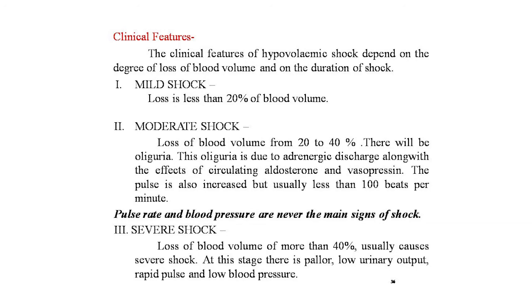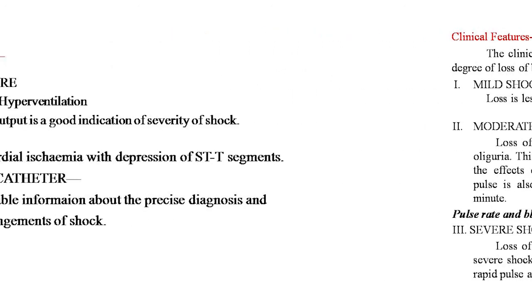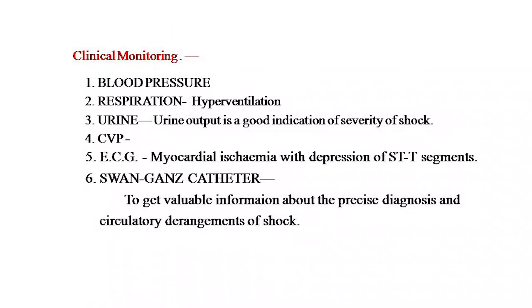The pulse is also increased but usually less than 100 beats per minute. Pulse rate and blood pressure are never the main sign of shock. Always remember this, student. And third is severe shock. Loss of blood volume of more than 40% usually causes severe shock. At this stage, there is pallor, the skin of the extremities becomes pale, low urinary output, rapid pulse, and low blood pressure.